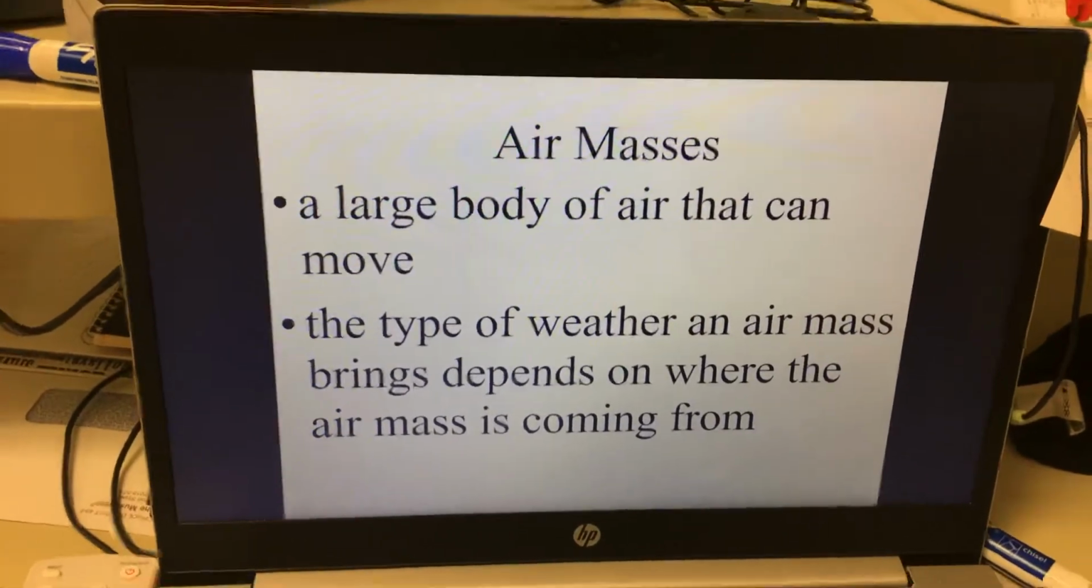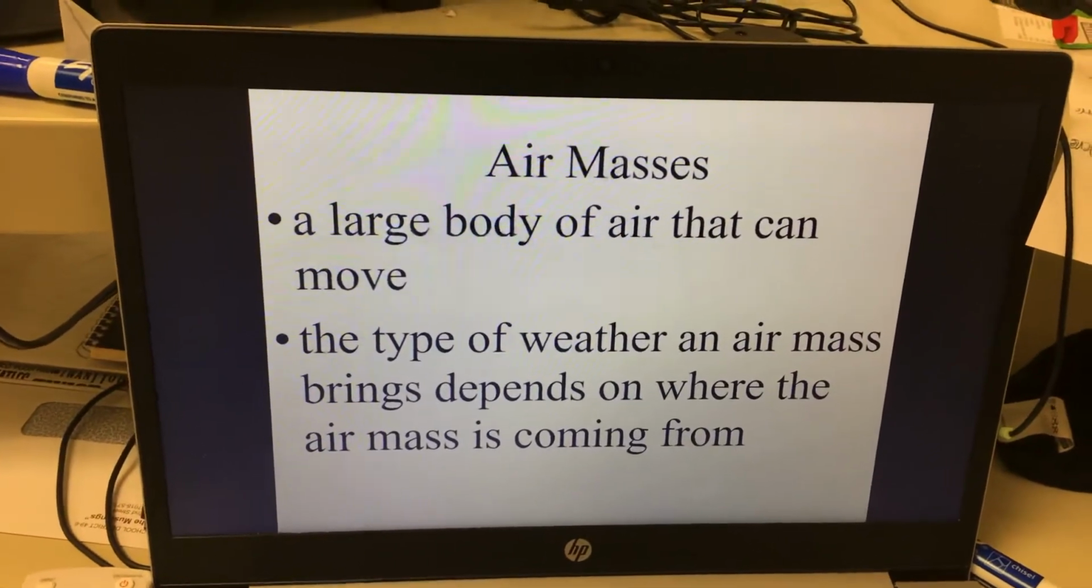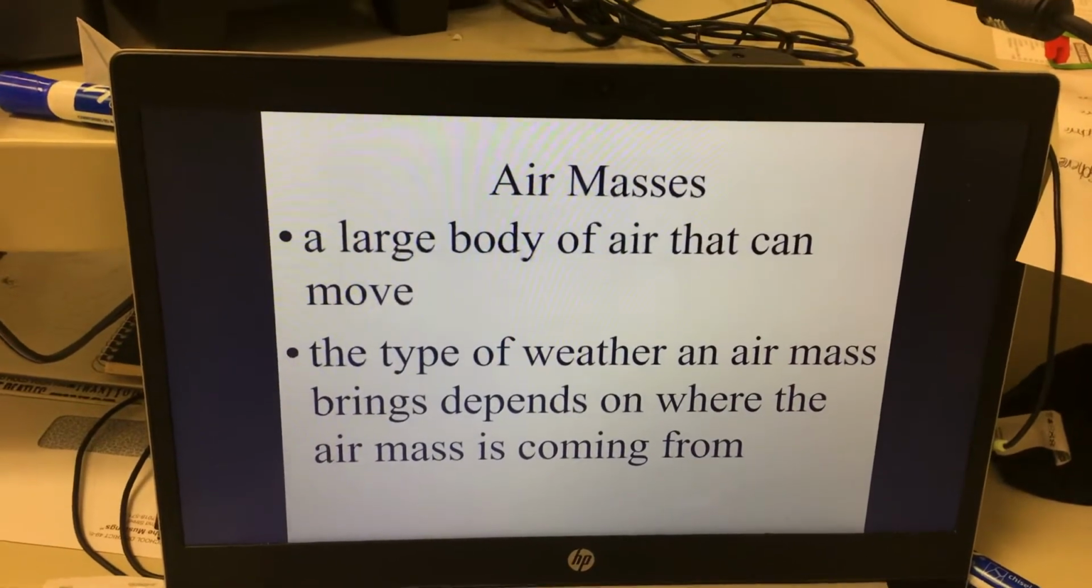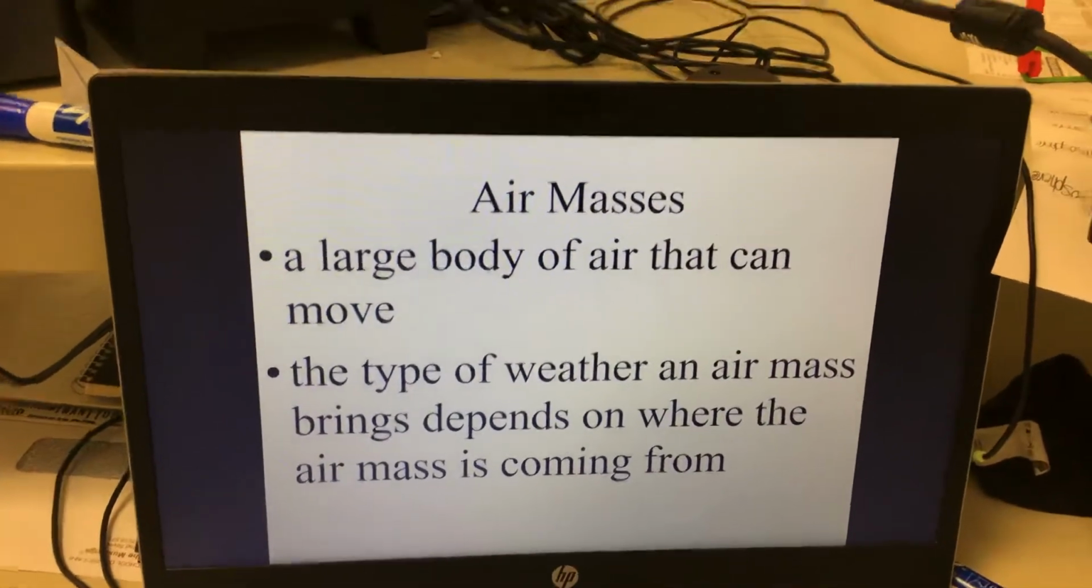An air mass is a large body of air that can move. The type of weather an air mass brings depends on where the air mass is coming from.